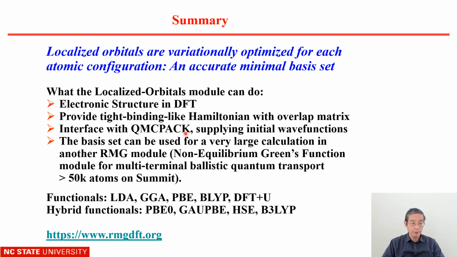Here is a summary. The localized orbitals are variationally optimized for each atomic configuration. This will lead to a very accurate minimal basis set. What the localized orbitals can do is regular electronic structure in DFT. It can also provide a tight-binding-like Hamiltonian with overlap matrix.